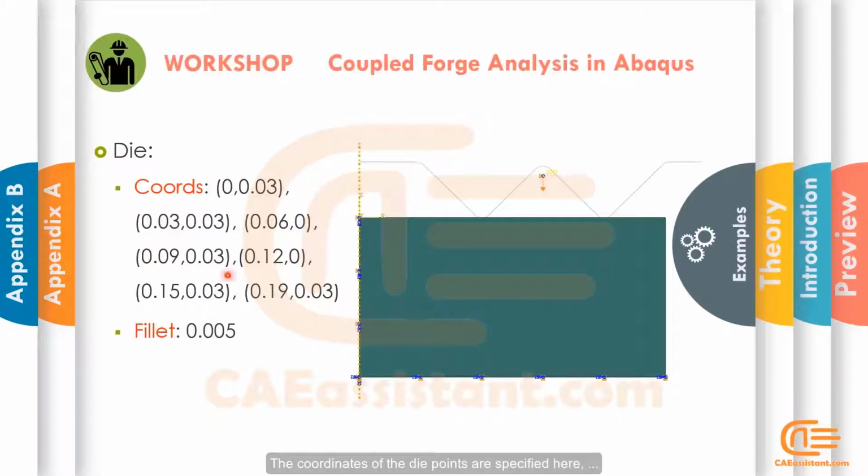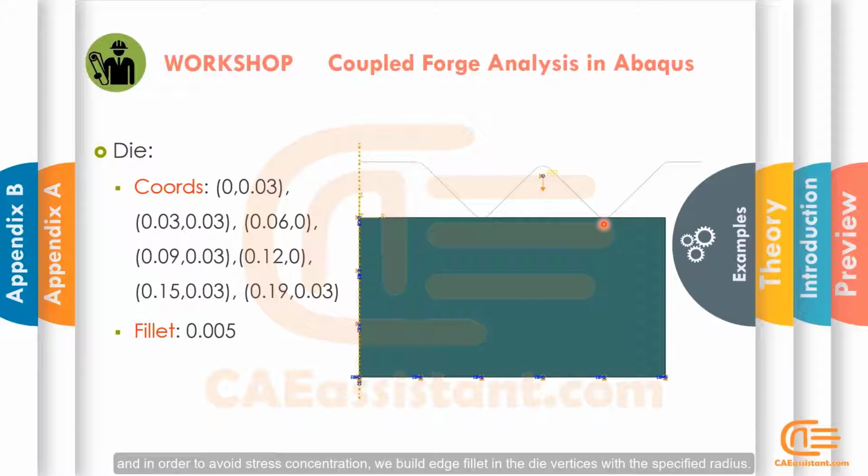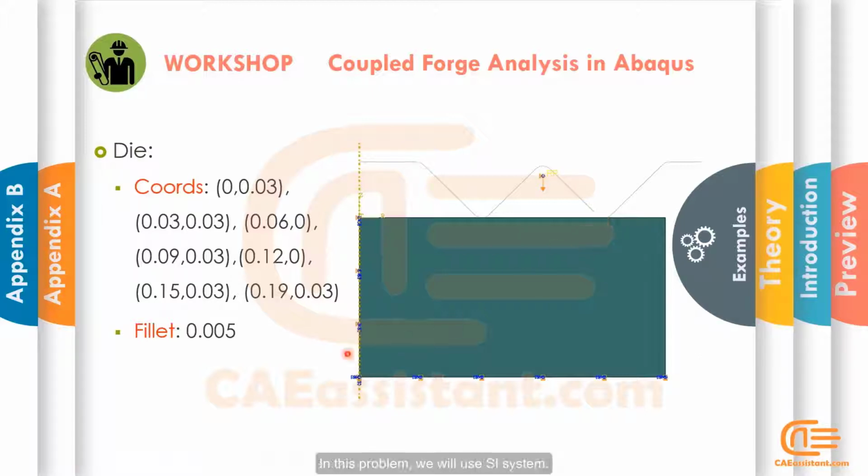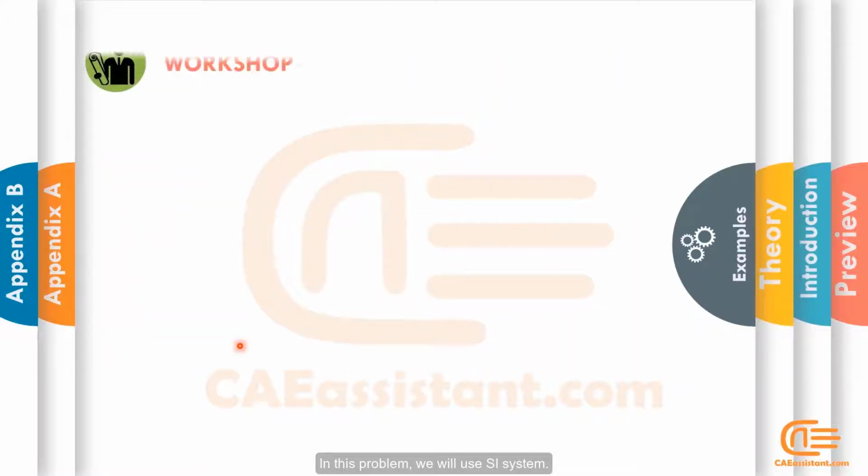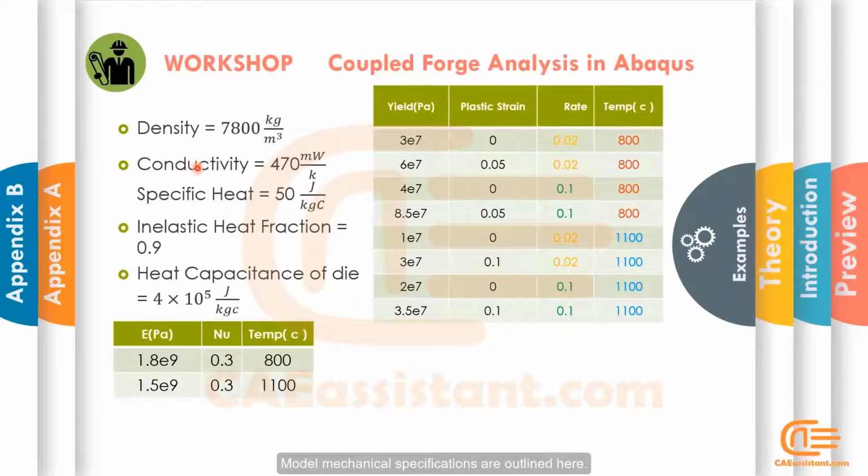The coordinates of the die points are specified here. And in order to avoid the stress concentration, we build edge fillet in the die vertices with the specified radius. In this problem, we will use SI system. Model mechanical specifications are outlined here.